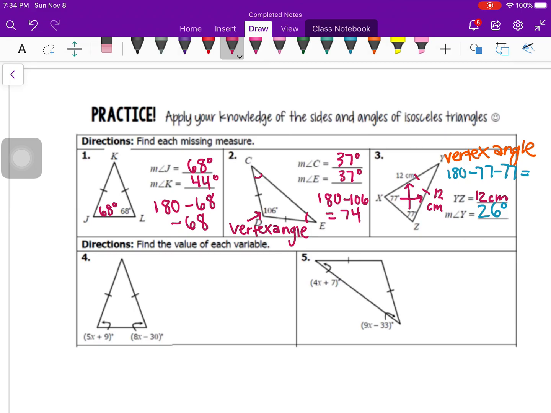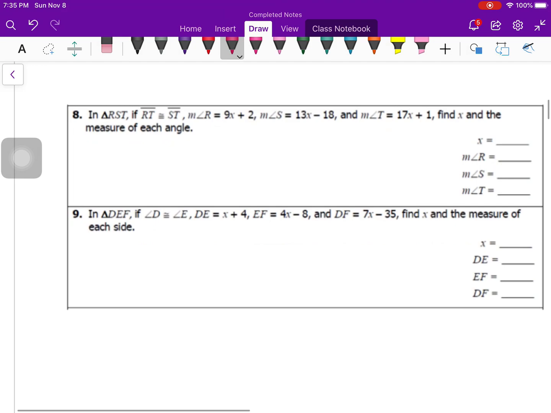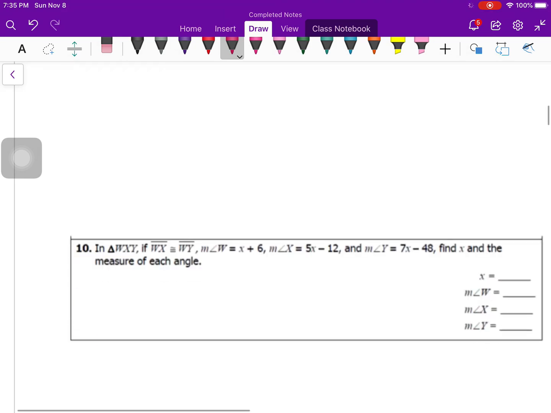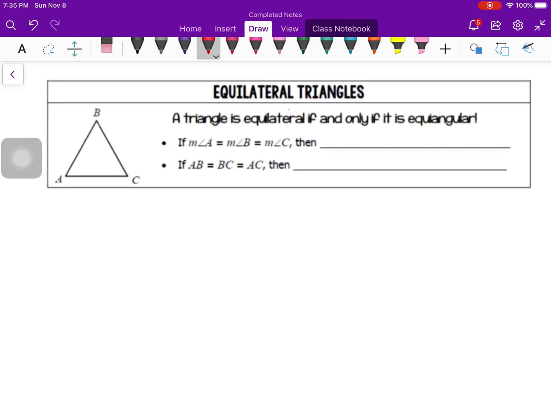I want you to try number 4, and then I want you to try number 6. We will come back together on those in class. We are going to skip through these, and I want you to go to equilateral triangles.